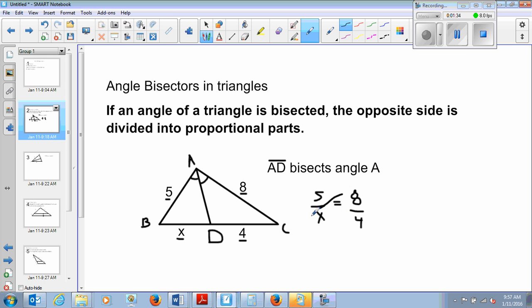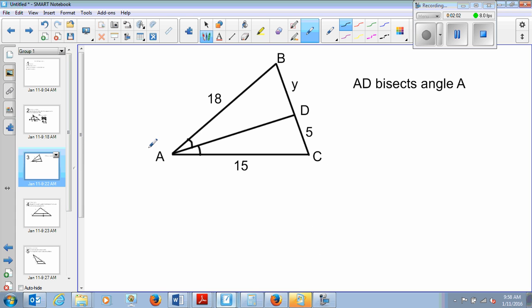So I multiply 8 times x, which gives me 8x. And then I multiply 5 times 4, which gives me 20. Now, some of you may already see the answer. 4 is half of 8, so x is going to be half of 5. But when we divide by 8, we do get that answer that x is 2.5. And there we can see the proportional sides, that 4 and 8 are proportional to 5 and x when we have an angle bisector. Let's look at another one here.